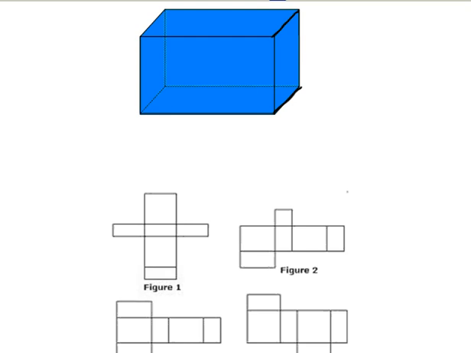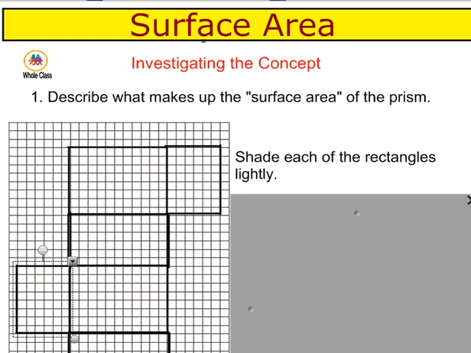Because when you have a net and you see the net, these edges where they connect are folding lines. And these are not folding. You can't take one and put it to another one. Okay? All right, so let's look at surface area.